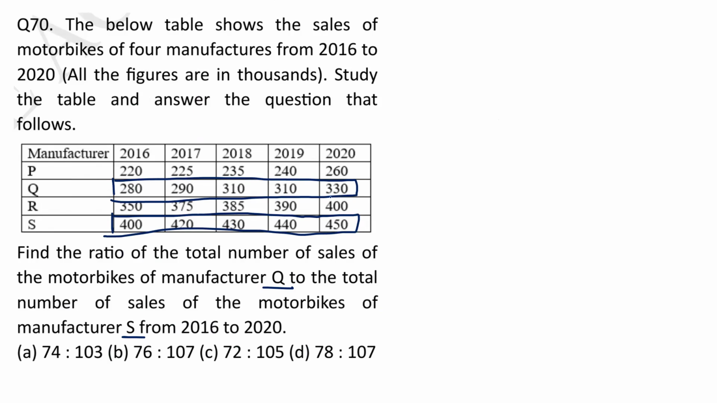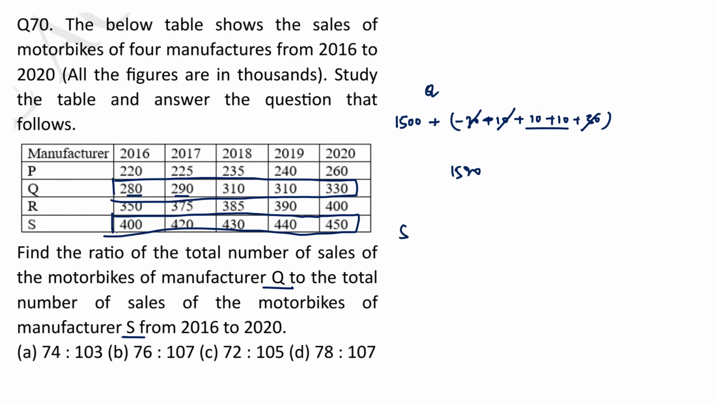If I assume all of them are 300, 300 into 5, because there are 5 blanks, it is 1500. Then it's minus 20, minus 10, plus 10, plus 10, plus 30. So 30 and 30 cancel. It is 1520. This is Q.